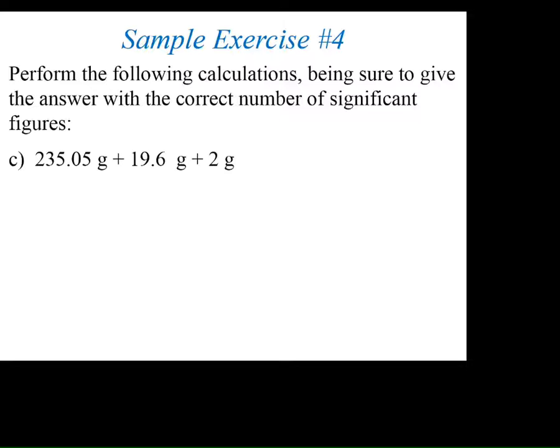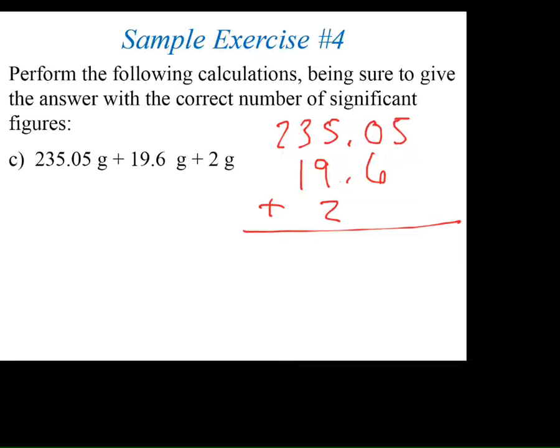Okay, so again, have these numbers, try and line them up, right? Let's try and line them up. I'm going to line up 235, and then I'm going to line up 19.6, and I'm going to line up 2. Right? These are all grams. Grams, grams, grams. So I add this up, and I get what? 256.65 grams. Is that right? I think that's right. Okay, so let's look over here.